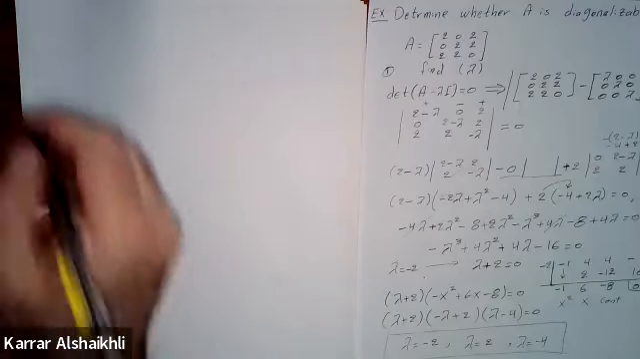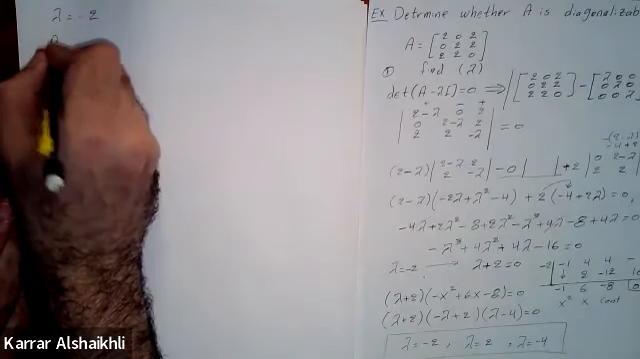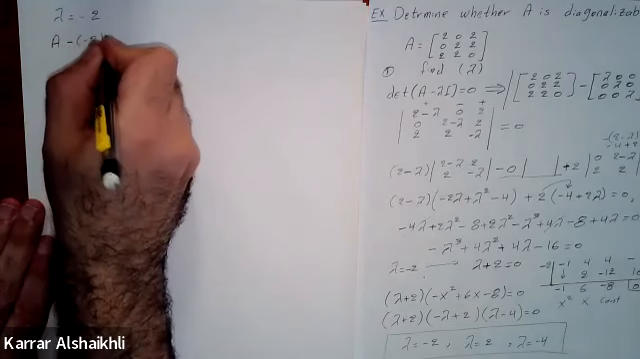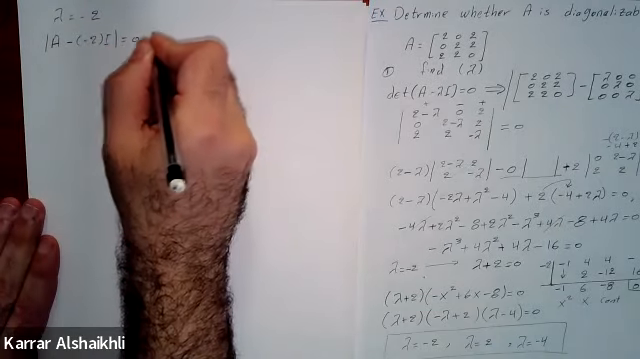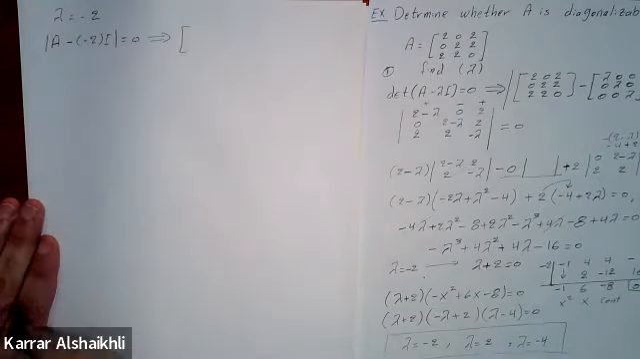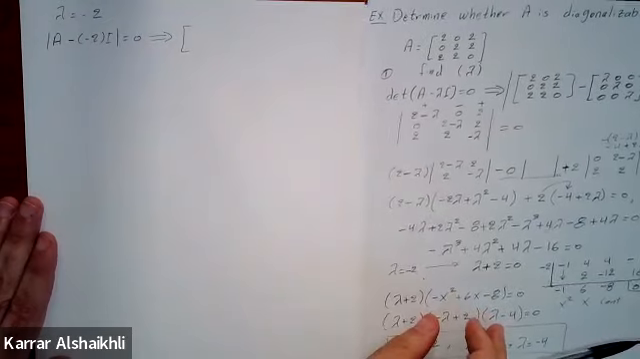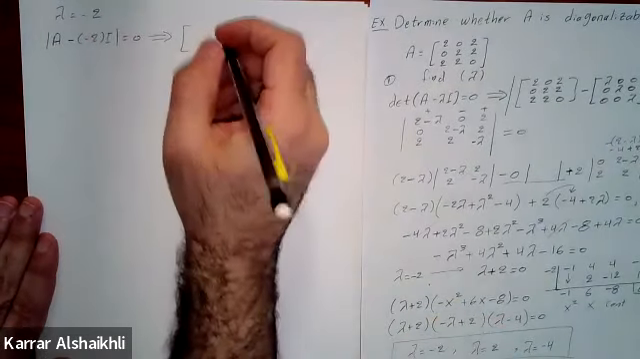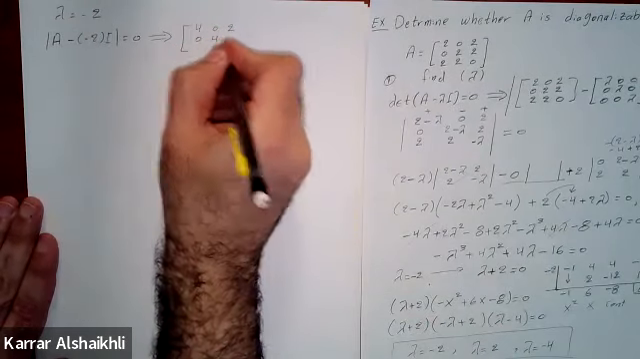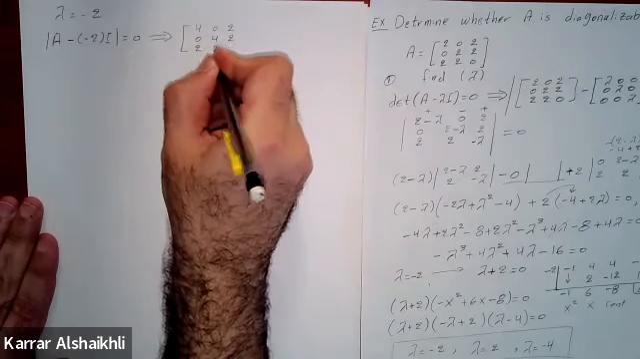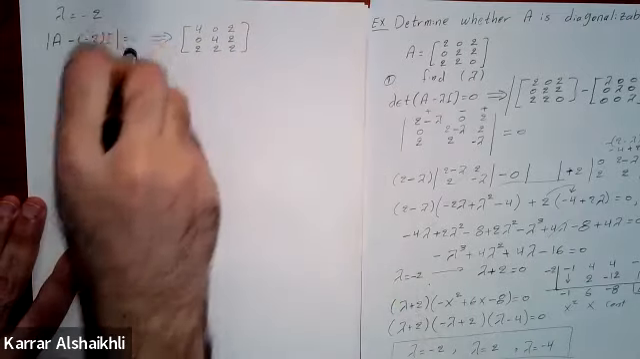Look to the video again. So when lambda equal -2, that means A minus -2 with the I is going to be equal to 0. We're going to plug in lambda here to find now the eigenvalue. So it's going to be 4, 0, 2, 0, 4, 2, 2, and 2, 2. Everything here is equal to 0.